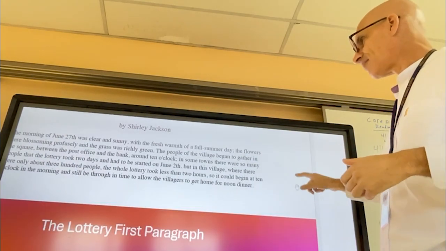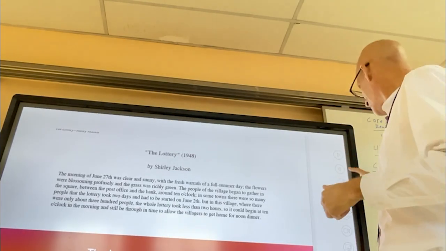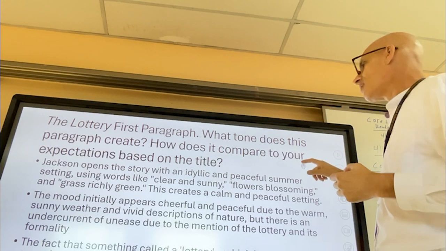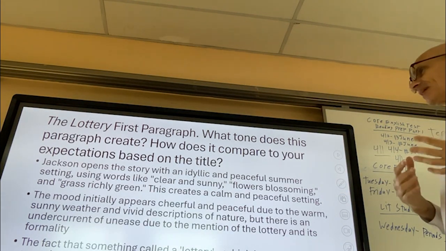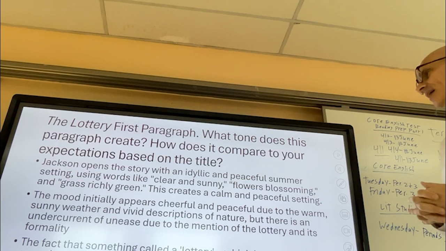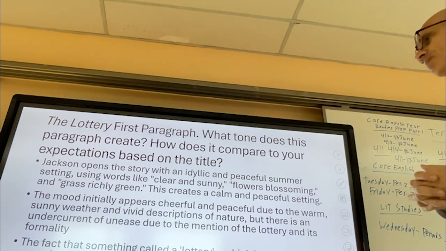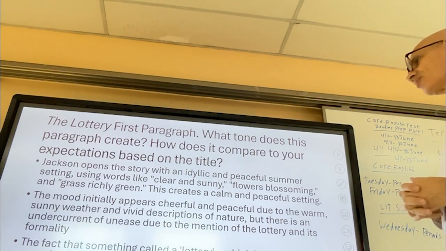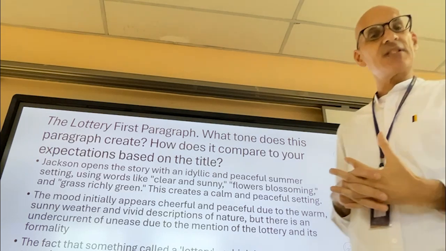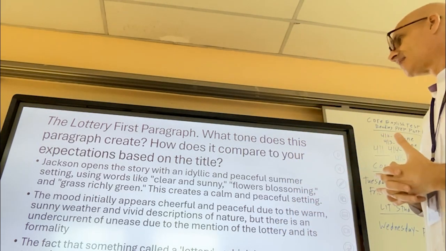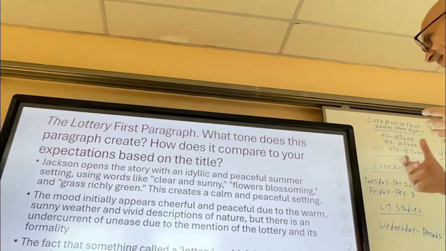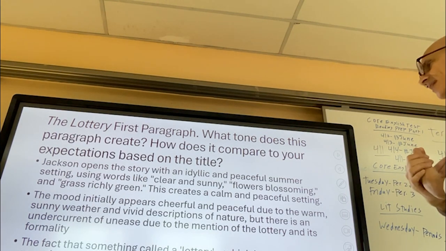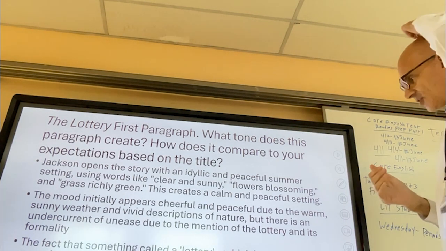Oh, now's not the time for technicalities. So Jackson opens the story with an idyllic and peaceful summer setting, using words like clear and sunny, flowers blossoming, and grass richly green. And this creates, as we said, a calm and peaceful setting. The mood initially appears cheerful and peaceful due to the warm, sunny weather and the vivid descriptions of nature.